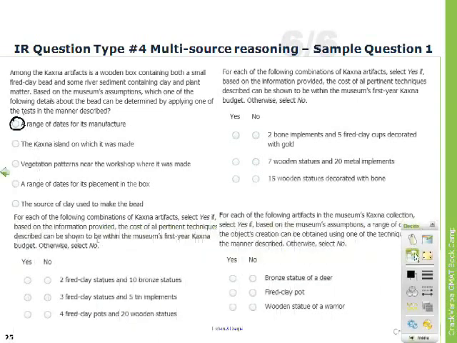Second one: for each of the following combinations of Kaksna artifacts, select yes if, based on the information provided, the cost of all pertinent techniques described can be shown to be within the museum's first year Kaksna budget. So here you have to use the budget as well. The budget slide that was there.